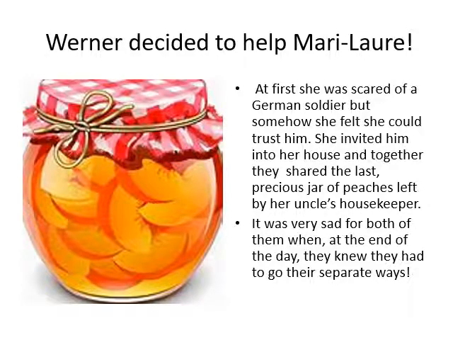Werner decided to help Marie-Laure. At first, she was scared of a German soldier, but somehow she felt she could trust him. She invited him into her house, and together they shared the last precious jar of peaches left by her uncle's housekeeper. It was very sad for both of them when, at the end of the day, they knew they had to go their separate ways.